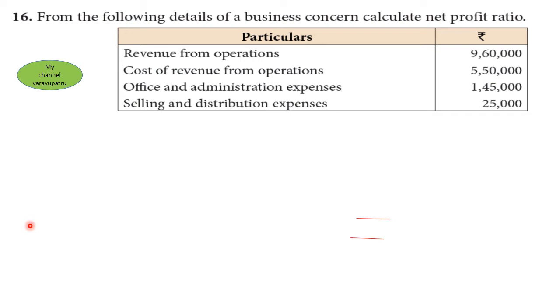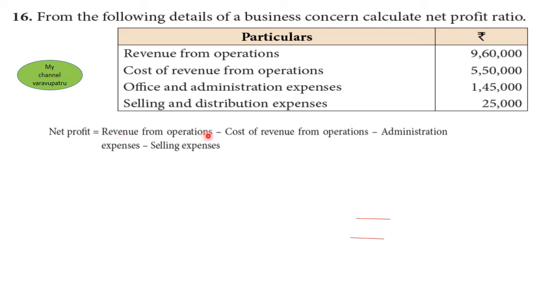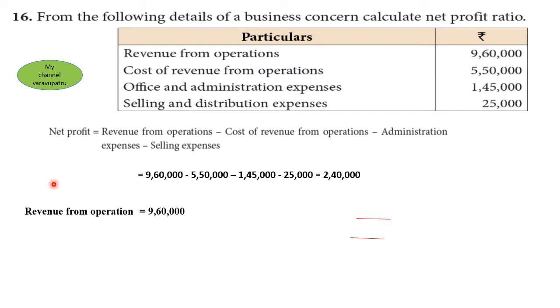Net profit ratio, we have to calculate net profit ratio. Net profit is equal to revenue from operation minus cost of revenue from operation minus administration expenses minus selling expenses. So revenue from operation is 9,60,000. Cost of revenue from operation is 5,50,000. Administrative expenses 1,45,000 and selling expenses 25,000. We can get 2,40,000 as net profit.